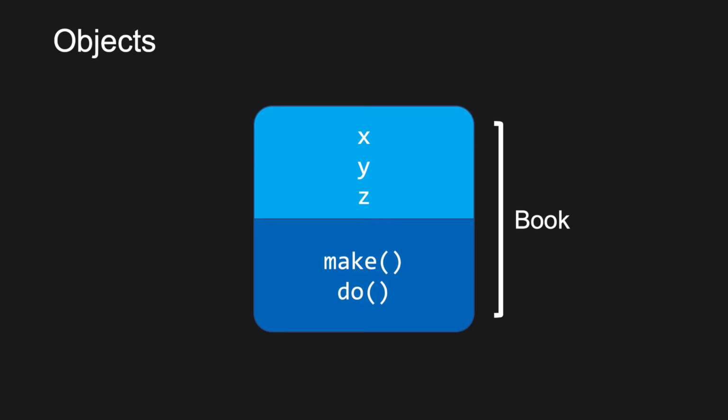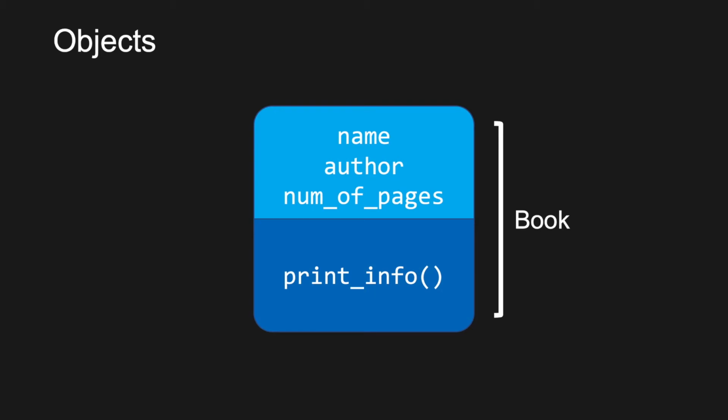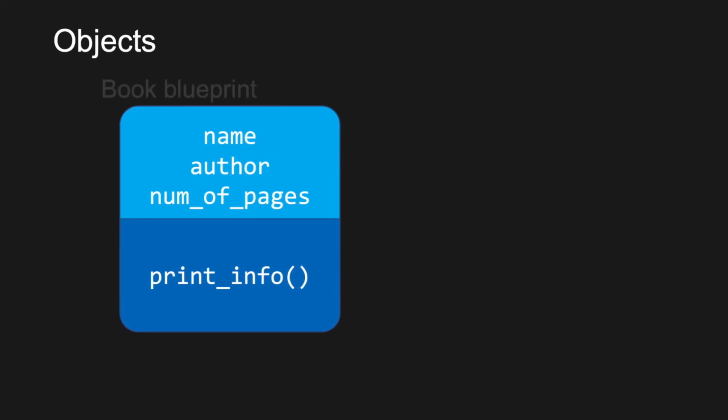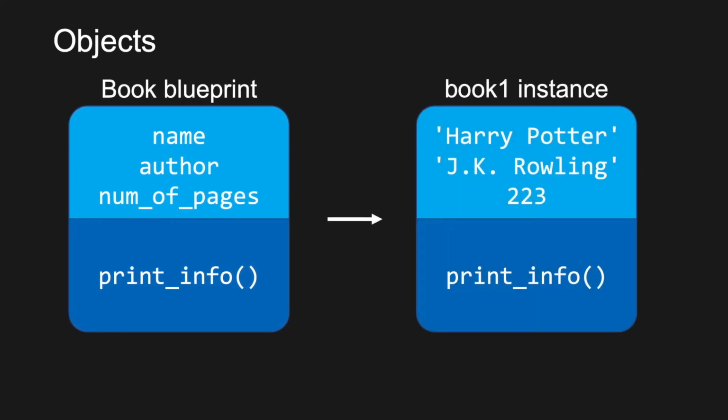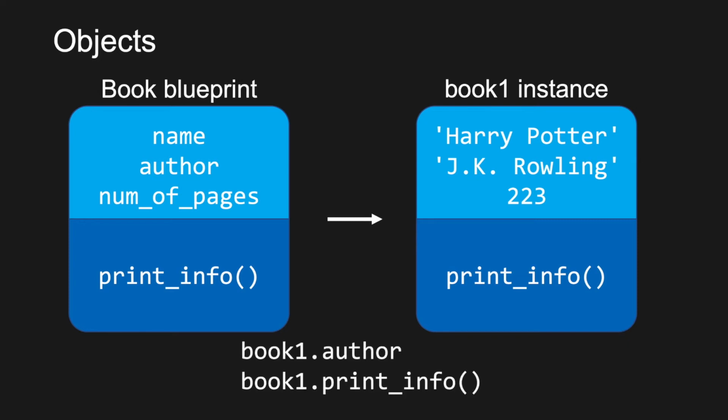In the library program, you'd probably want to write book objects that store the name of the book, the author, and the length. Then it would have functions related to those values inside of it, such as a printinfo method. But when you define objects in Python, you're just creating the blueprint for book objects. From that blueprint, you can create instances or variations. A book object instance would hold values such as Harry Potter and J.K. Rowling. In your code, you could then access the properties, like book1.author, or call book1.printinfo.